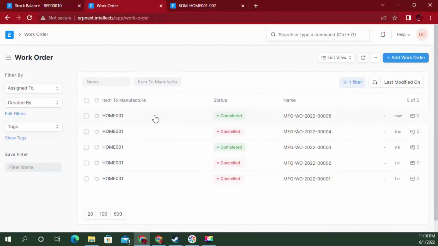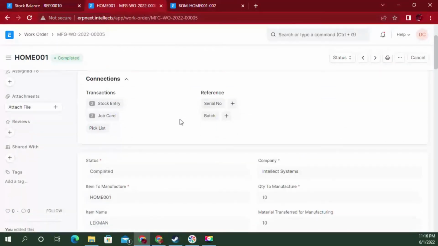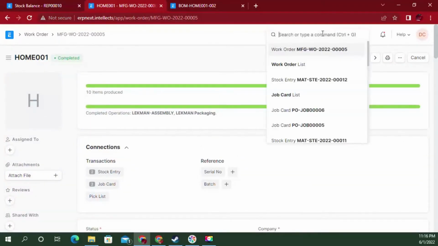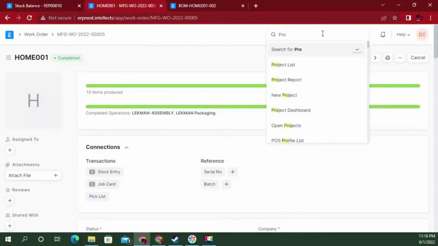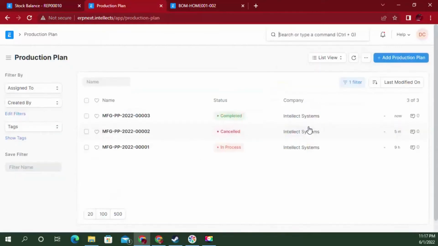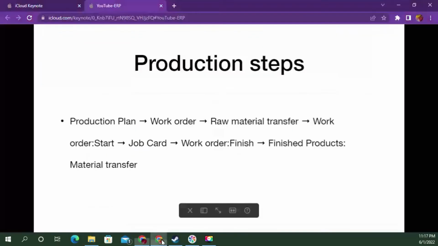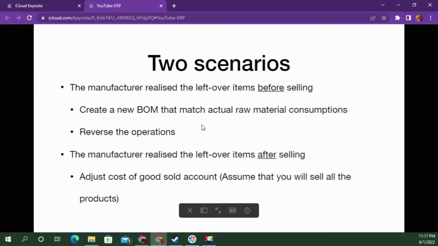here they are going to say complete, you see this one. So I go to see our production plan and it's going to be complete too because the work order is complete already. Okay, that is scenario number 1. So you don't need to adjust anything because we just do it before selling.